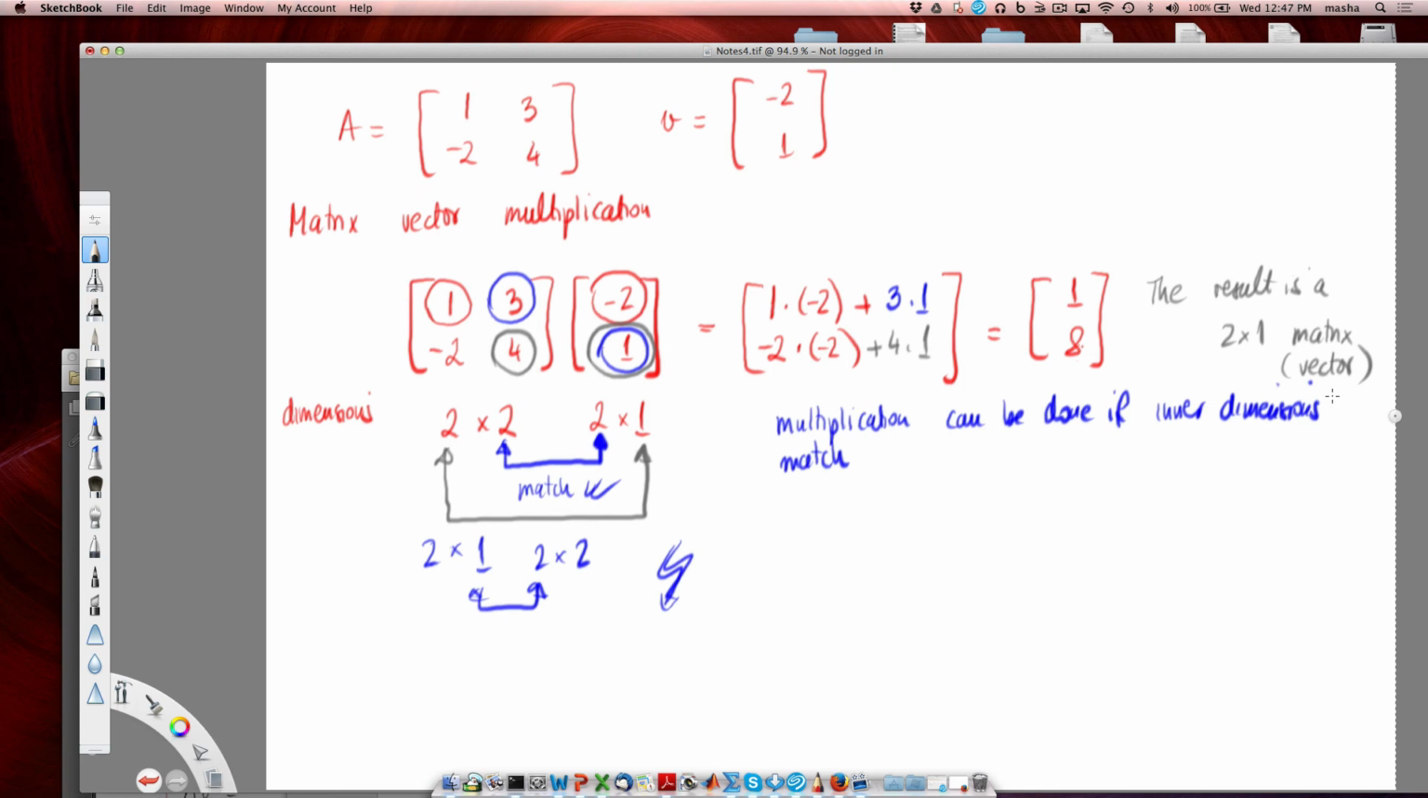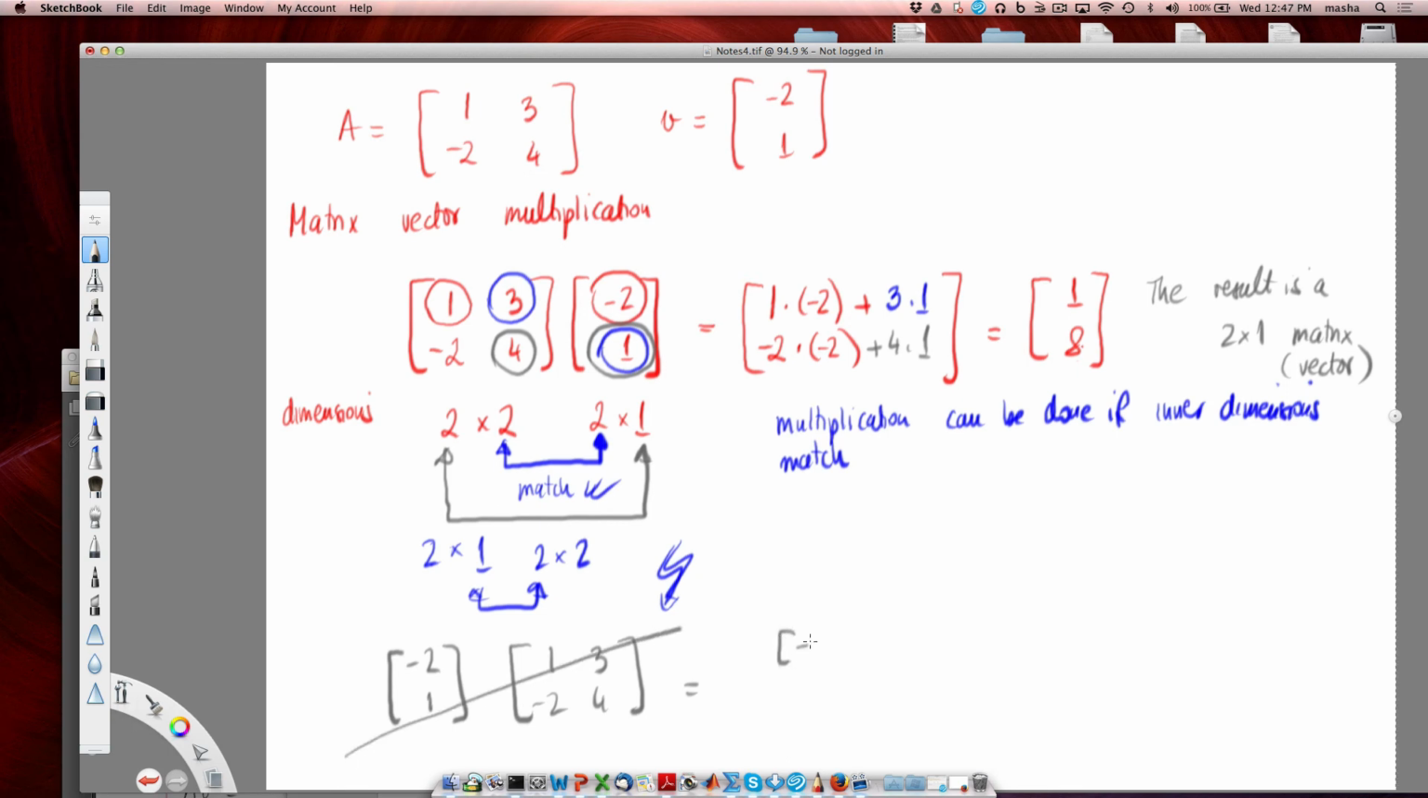Now, if I attempt to do [-2, 1] times [1, 3; -2, 4], I cannot apply the same rule, right? Because if I go to the first row, I have only minus 2, and here I have 1 and minus 2, so I can't operate. So this cannot be done.